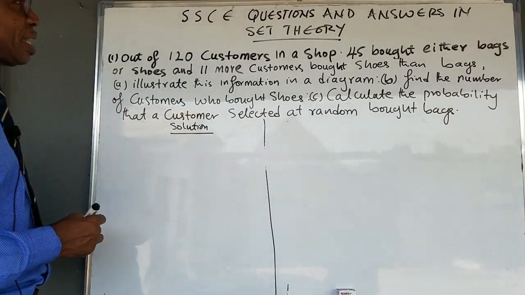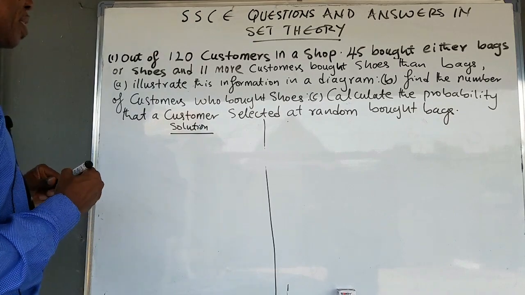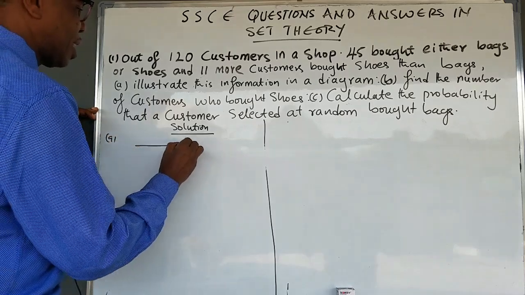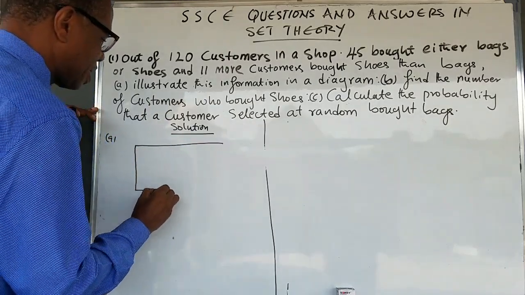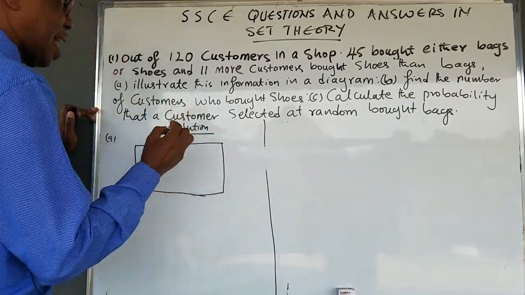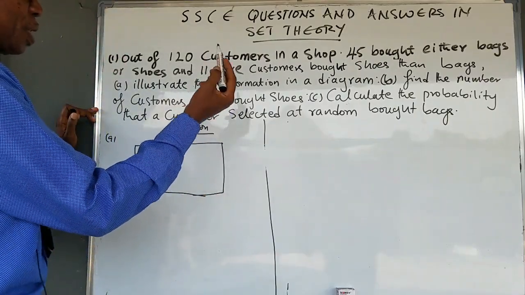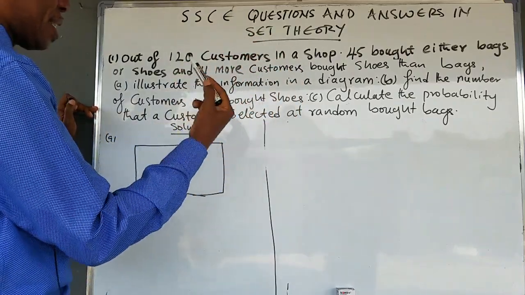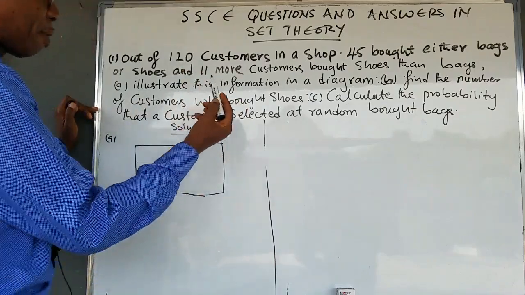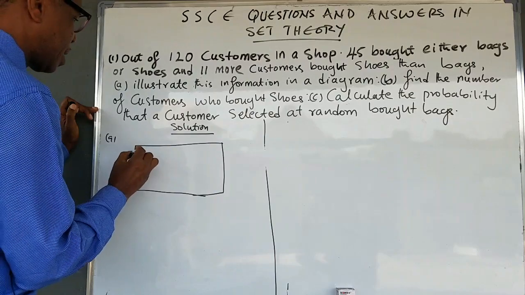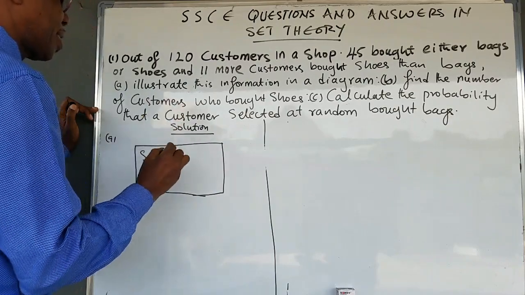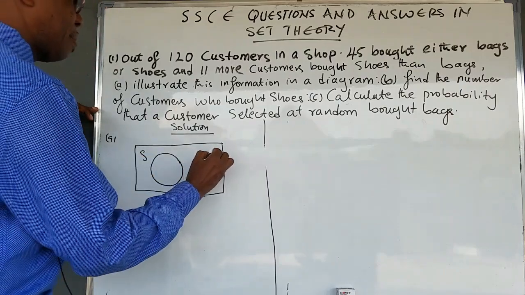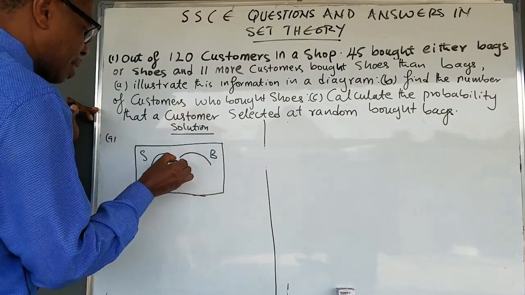This is a very interesting SSCE question and a very simple one at that. Now, first of all, the A part is: illustrate this in a diagram. The diagram they're referring to is nothing more but the Venn diagram. So we have two sets here: the set of people that bought bags and the set of people that bought shoes. Let's call the set that bought shoes X, and we draw it in our Venn diagram. And the set that bought bags, we call them B, and we also draw them in our Venn diagram.